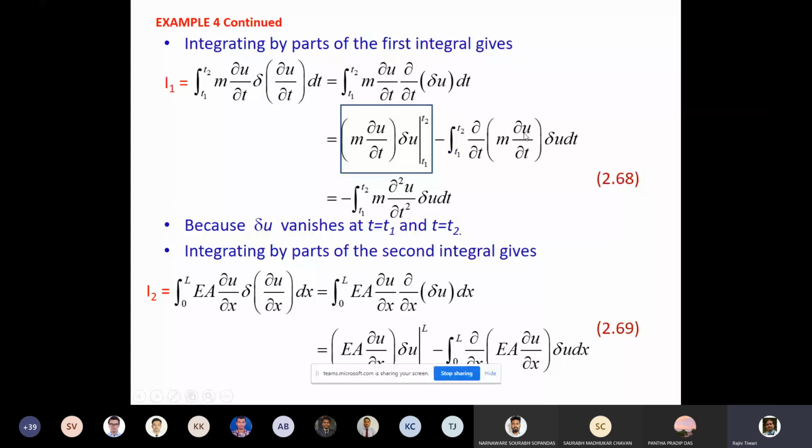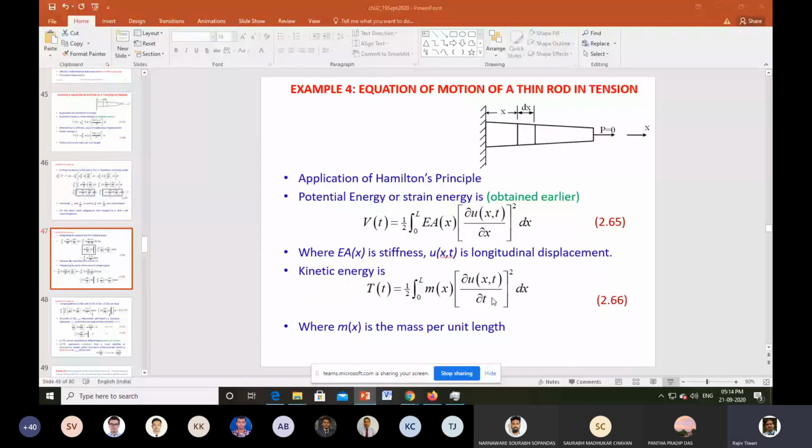from the I1 integration. Now I'll take the I2 integration, which was with respect to x. Again, here also the aim is to remove the differentiation of u, because here the generalized coordinate is only u. So we want the variation of u only in the integrals. Here I change the order of differentiation and variation, similar to the upper step. So this step is the same. Then I am doing the integration by parts, here with respect to x.